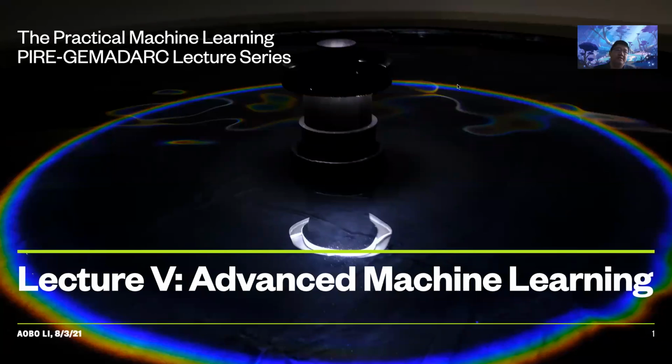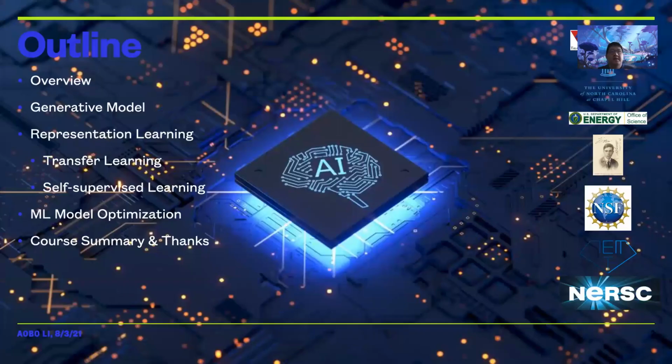Okay, so this is the last module of the practical machine learning course, lecture 5. In this module, I'm going to talk about some of the advanced machine learning models. Here is the outline of this module.